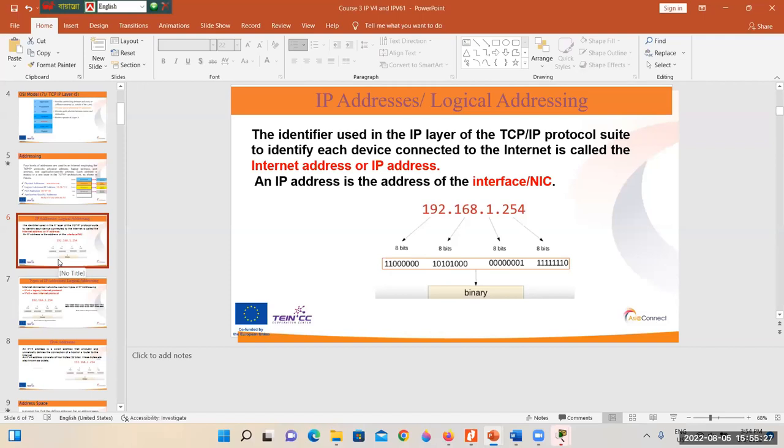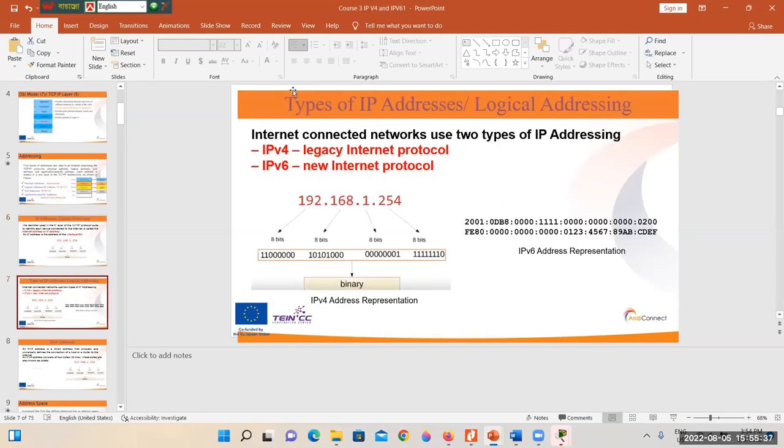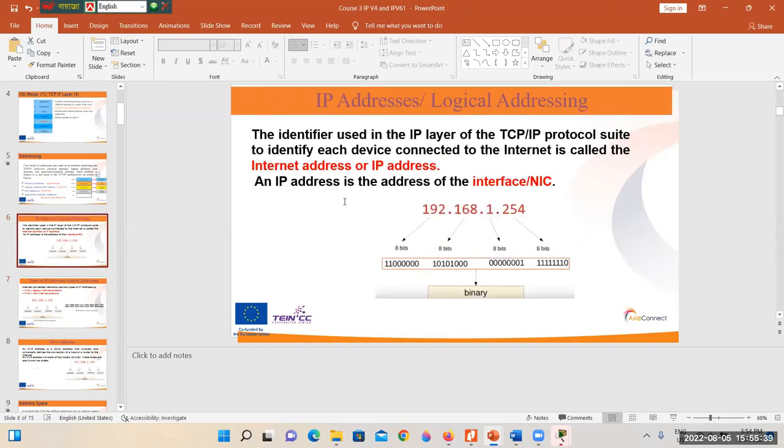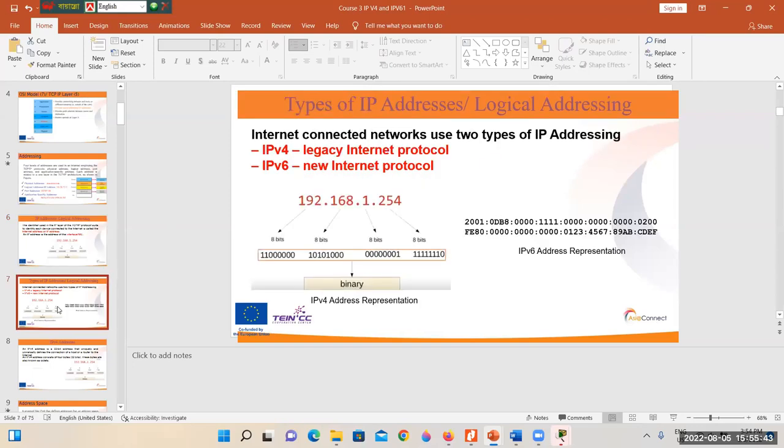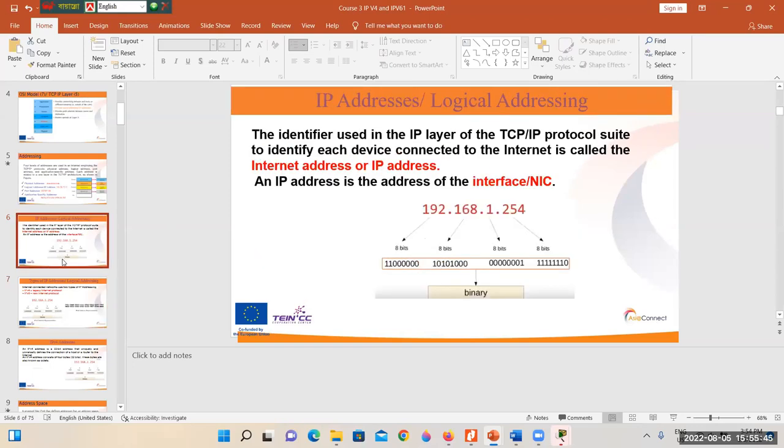So this is the best sample of an IP address. Here I have shown a dotted decimal notation, and this is the binary notation. This is just a basic sample and the definition of an IP address.